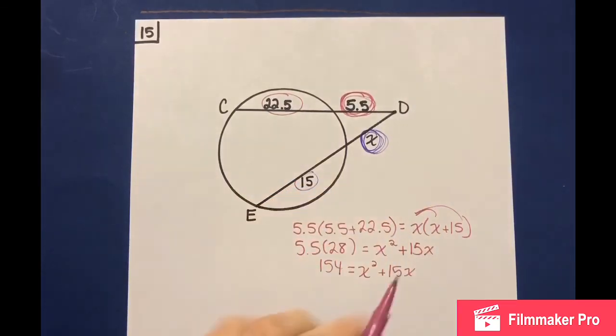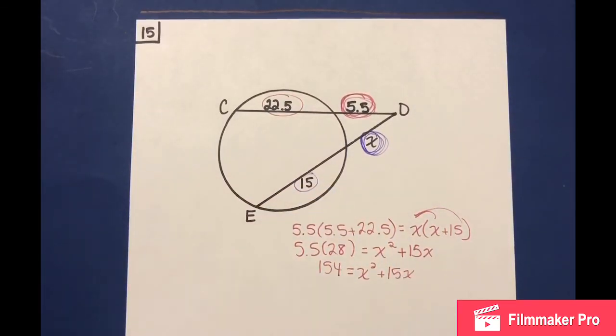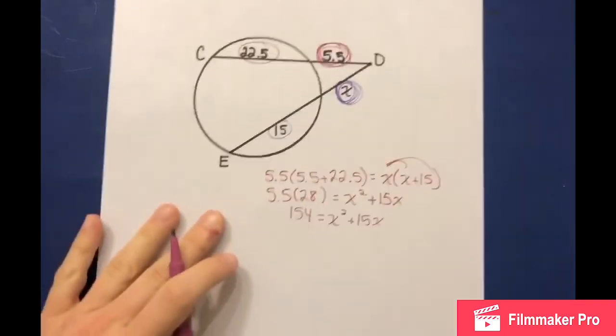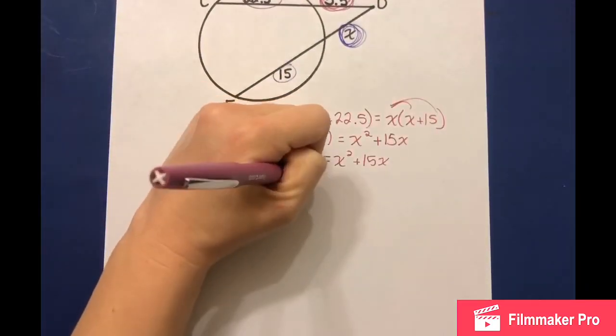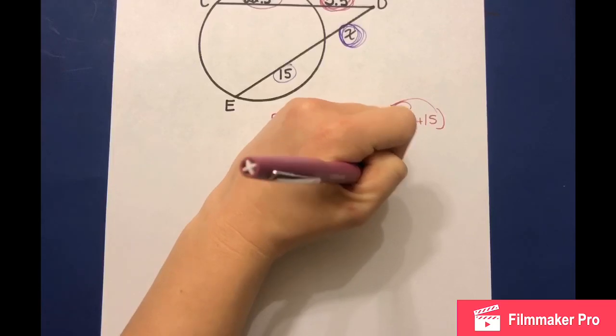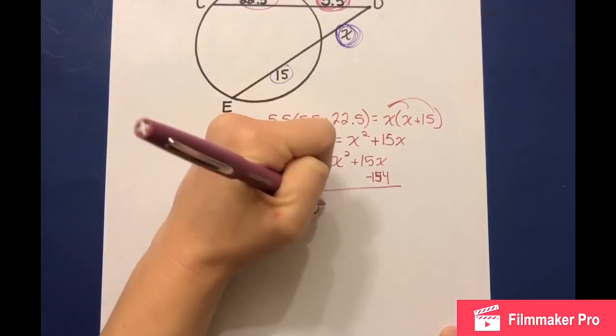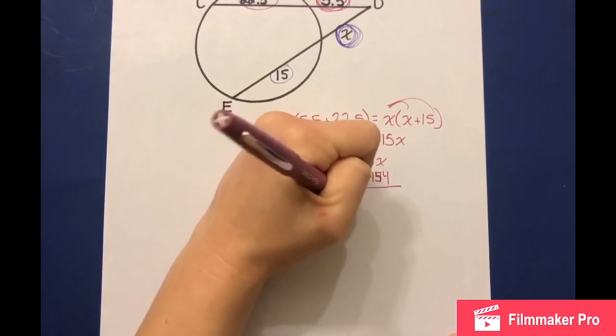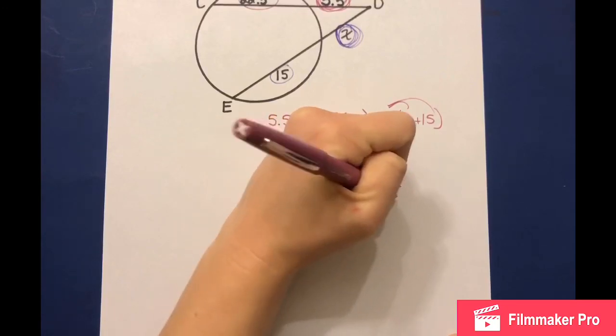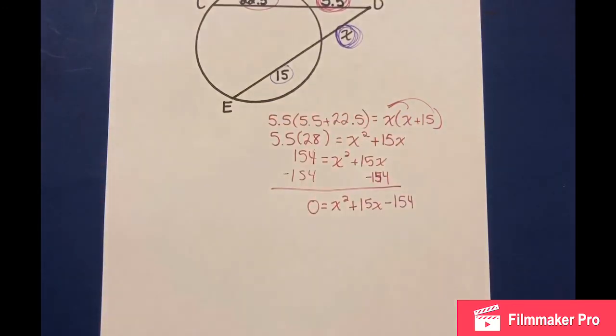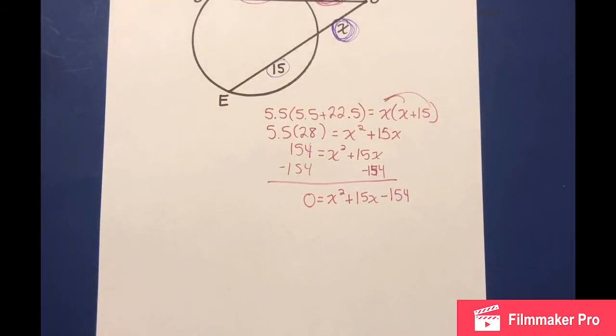Yet again, x squared term, x term, constant term. I'm going to have to factor here. So let's move over this 154. I show my step there. This is left with 0 equals x squared plus 15x minus 154. Okay? So at this point, I'm just going to factor.